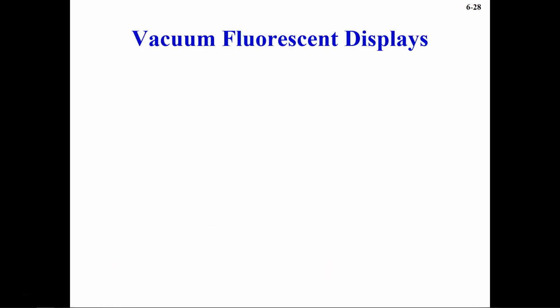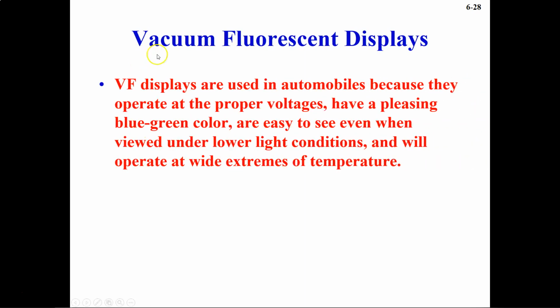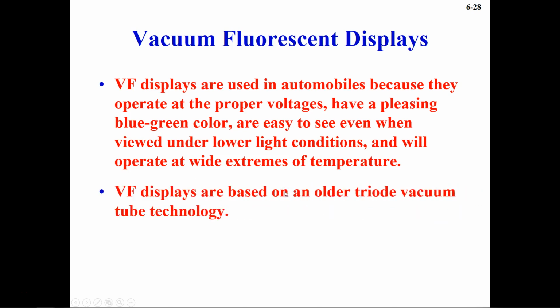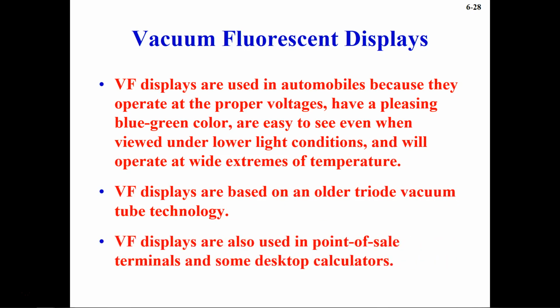Now next is the vacuum fluorescent display. In vacuum fluorescent display, we are going to quickly read the points. VF displays are used in automobiles because they operate at the proper voltages. They have pleasing colors, blue-green, easy to see when viewed under low light condition or when operating at wide extremes of temperature. And VF displays are based on an older triode vacuum tube technology, and they are used in point of sale terminals and some desktop calculators.